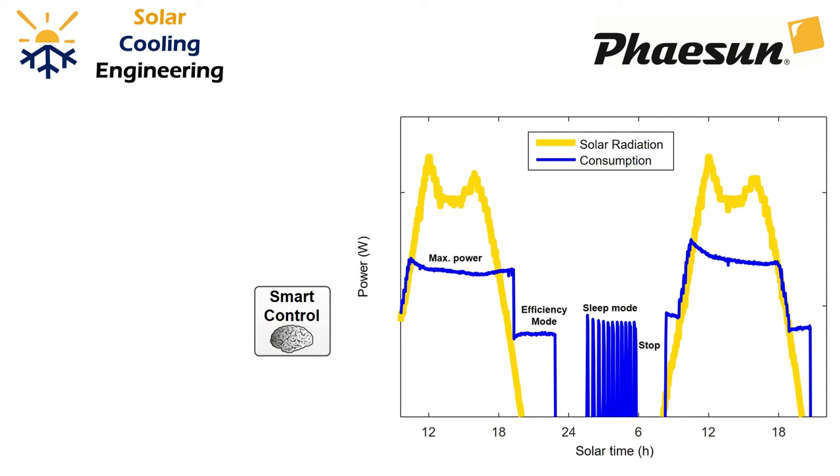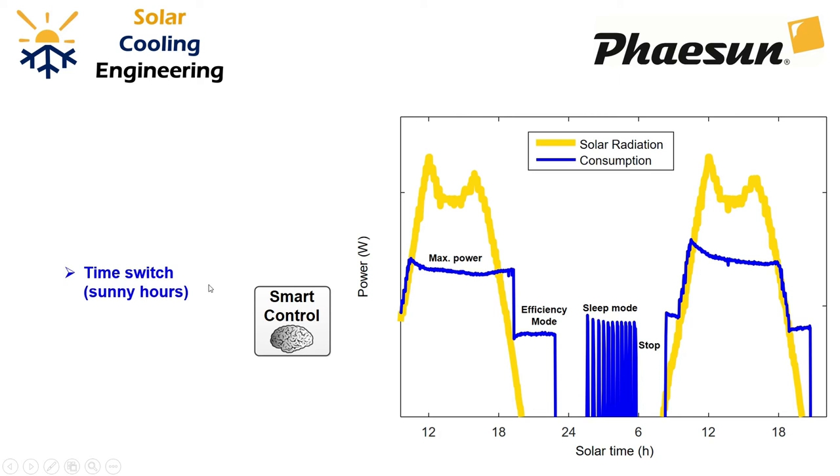We can command the ice storage in 4 different modes. For example, at max power, when the solar radiation is high, or perhaps in efficiency mode, when the solar radiation is low but the batteries are still fully charged. We can command the ice storage also to a sleep mode or even stop it totally if you don't want to consume any energy. But how to command that?